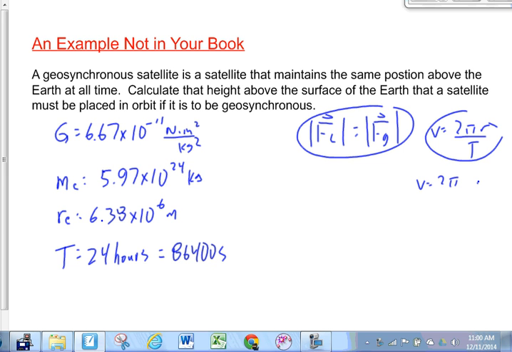2 times pi times r. Ooh. Okay, the radius of the Earth is 6.38, but I don't know what the radius of the satellite's orbit is, do I? I know it's 6.38 plus how high it is above the Earth, right? Yeah? Oh, careful. No, it's not.